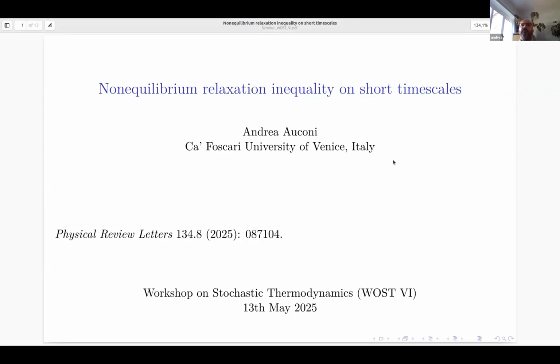Today I will talk a bit about non-equilibrium steady states of the Fokker-Planck equation, and in particular, how relaxation properties are related to the entropy production at steady state, what in a previous talk has been referred to as the housekeeping entropy production.